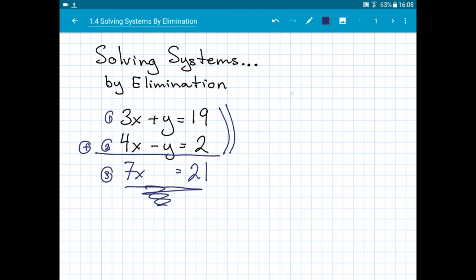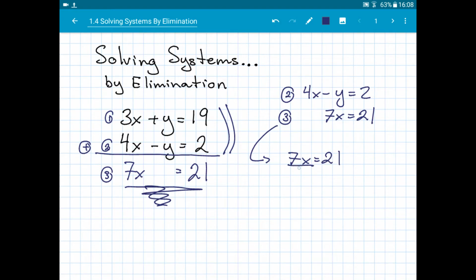I'm going to use equation 2, because it looks a little easier to me, but it's completely your choice. So 4x minus y equals 2, and the second equation I'm going to use is equation 3, which is 7x equals 21. Now I can use equation 3, 7x equals 21, to find the x value. Super easy because it just has one variable in it. So x is equal to 3.